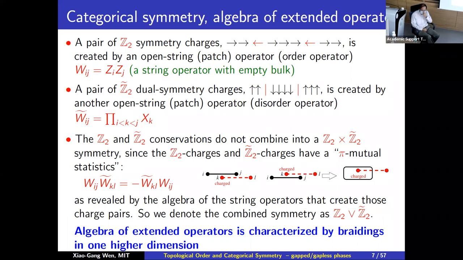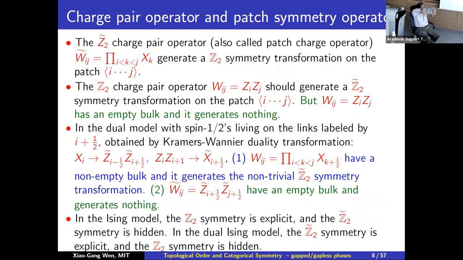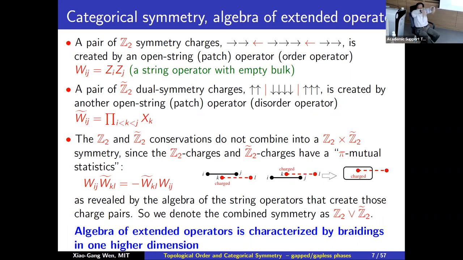Then the operator which creates a pair of dual symmetry charges is actually a string operator. It's a multiplication of sigma x between i and j, a segment, a string operator. That flips the spins in a region, and that's a domain wall. That creates two domain walls. So this string operator always creates two domain walls.